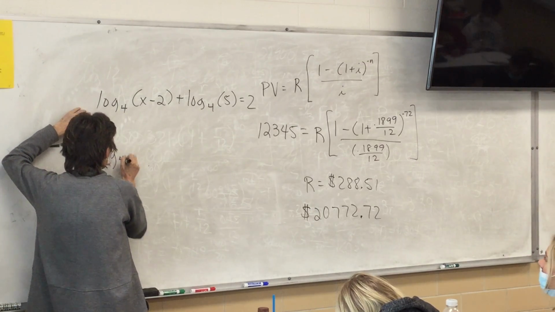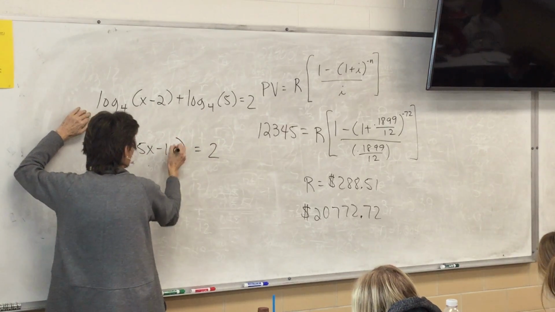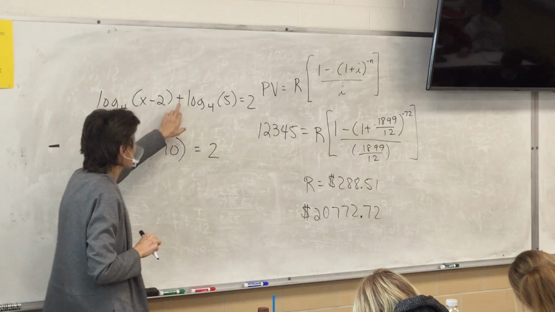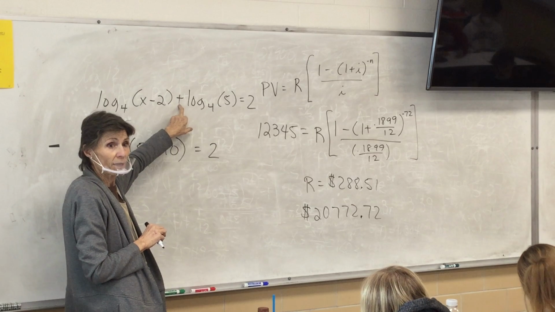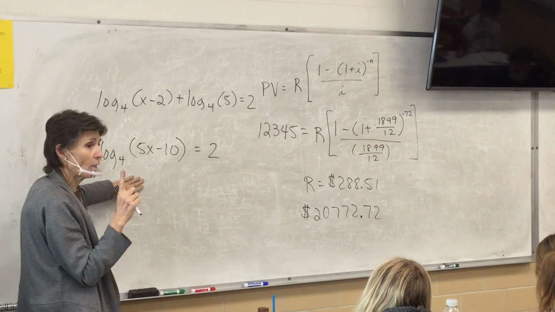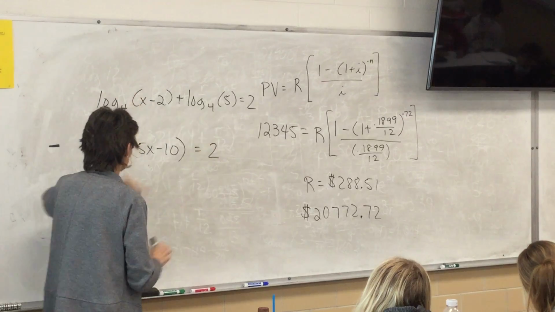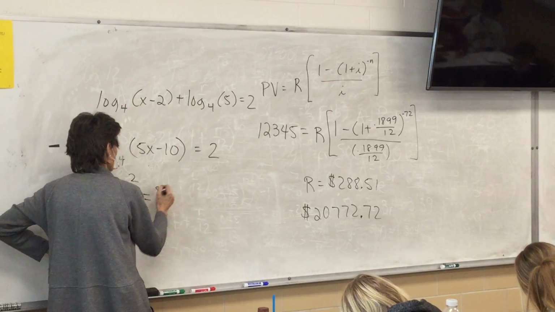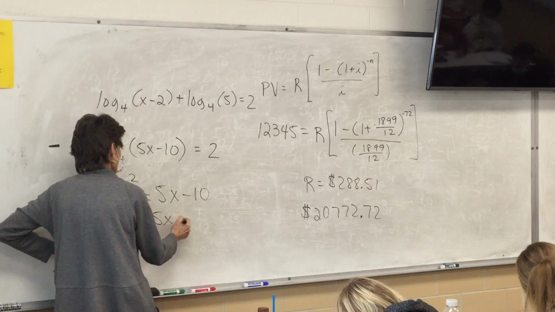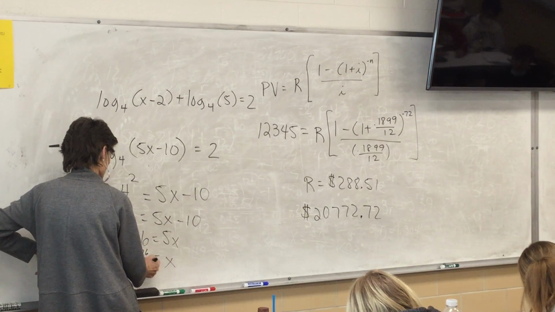How do we put these 2 together? Multiply. So this is going to be 5x minus 10. Remember, when you put them together, if they're added, they come together as a multiply. Now we're down to 1 logarithm. What do? Loop-de-loop. So 4 to the second equals 5x minus 10. So 16 equals 5x minus 10. I got 26/5.